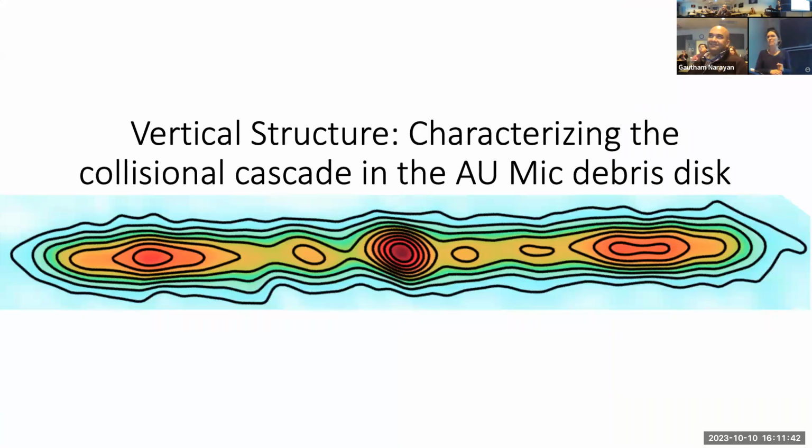Great. Okay. So with that teaser, I'm going to move on to vertical structure, and this is where Kale and David get their moment of glory. Characterizing the collisional cascade in the AU Mic debris disk.